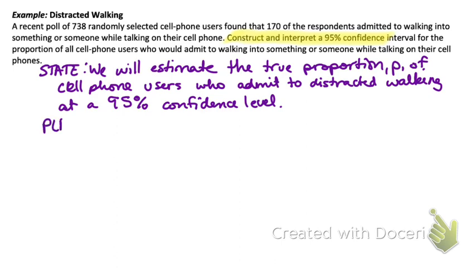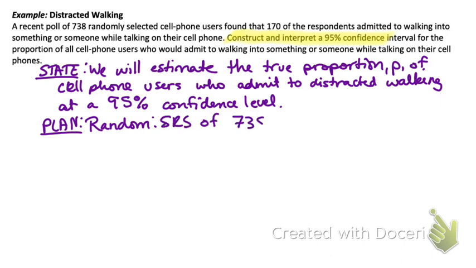Plan. So, we're going to check our three conditions. Random. Random is our first one. This is to ensure that P hat is an unbiased estimator of P. We have a simple random sample of 738 cell phone users. So that one's good to go.